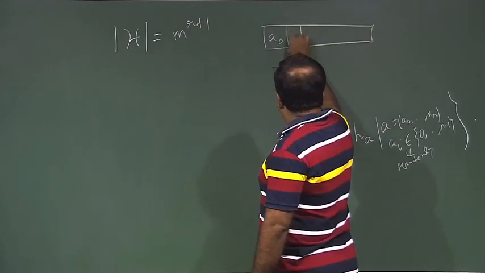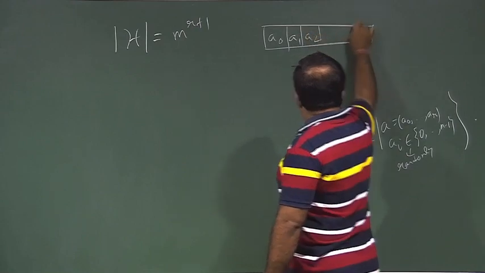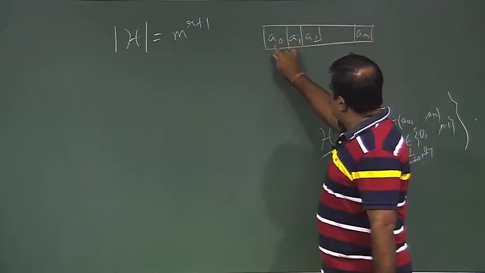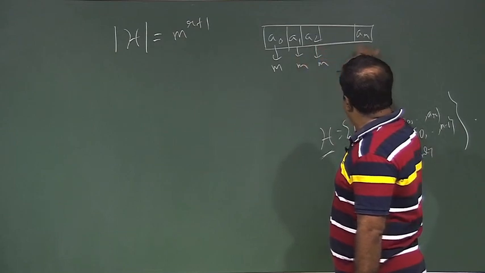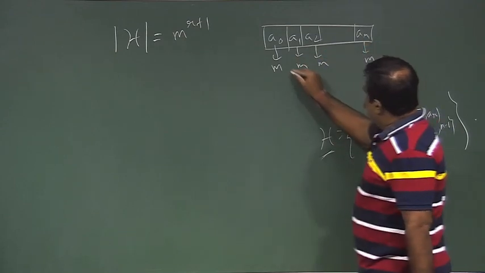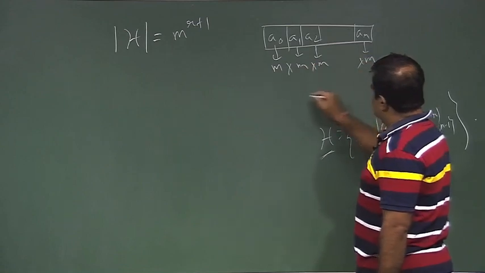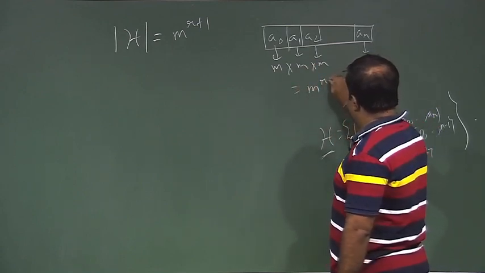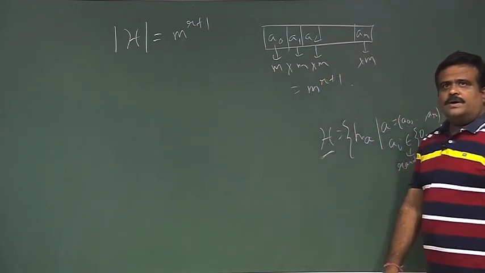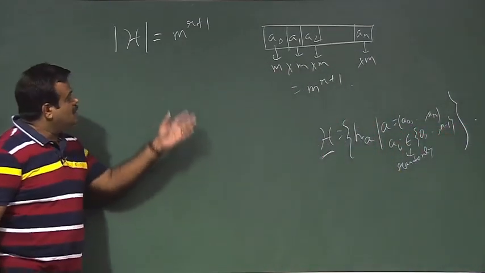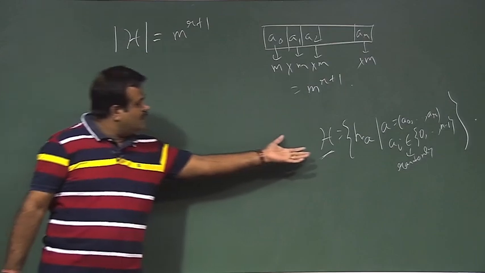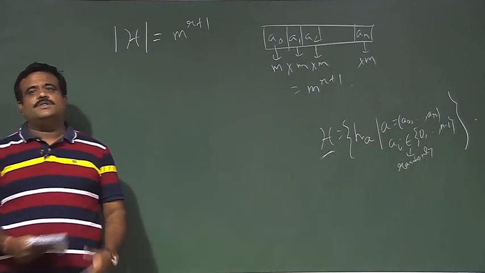So, A0, A1, A2, up to Ar. Each Ai can be chosen in m ways, this is m, this is m, this is m. So, the total number of possibilities is m to the power r plus 1. Okay, so this is the cardinality of this collection H.